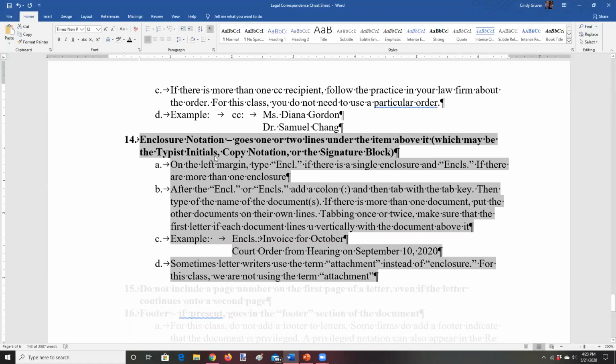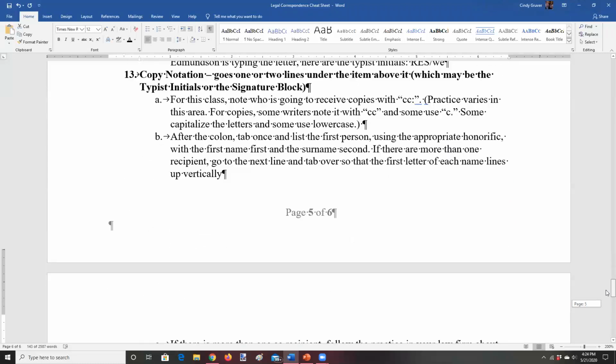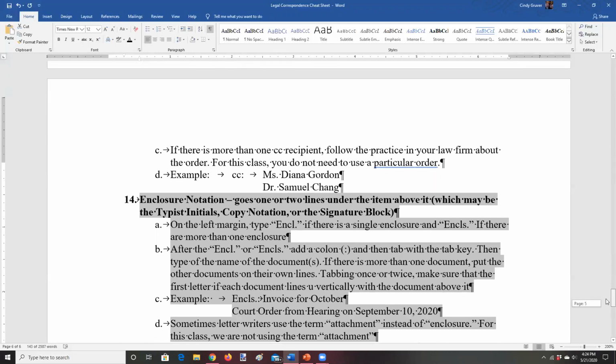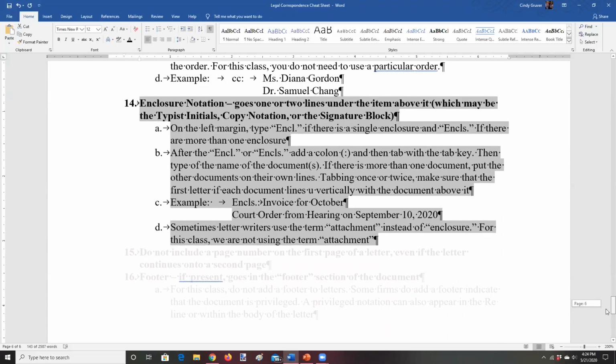Okay, the enclosure notification comes next, and it's also going to be on that left margin. Again, you can have some flexibility about spacing. Obviously, sometimes we don't have copy notation, sometimes we don't have typist initials, so when you have all 3 of the components after the signature block, when you have typist initials, copy notation, and enclosure, this is the order we're going to use. But a lot of times you're only going to have 1, 2, maybe 3 of those. So there's some fluidity to here.